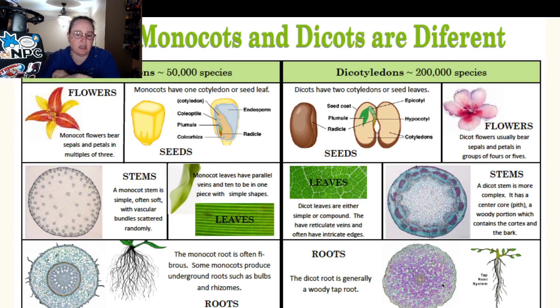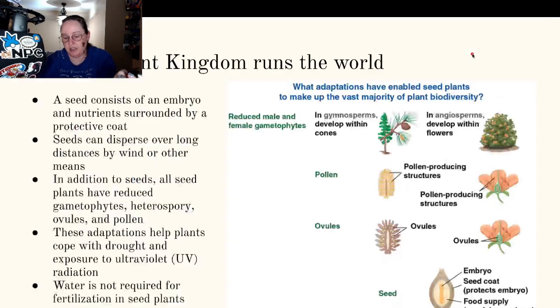So again, a lot of our fruits and vegetables come out of the dicots. So, tomatoes. Heck, apple trees. Welcome to Henderson County. Apple trees, apple trees, apple trees. They're dicots.